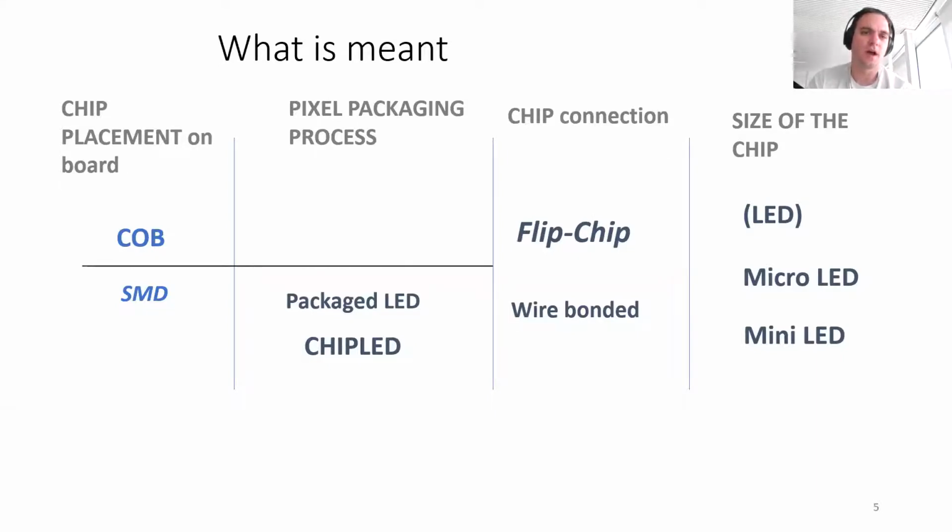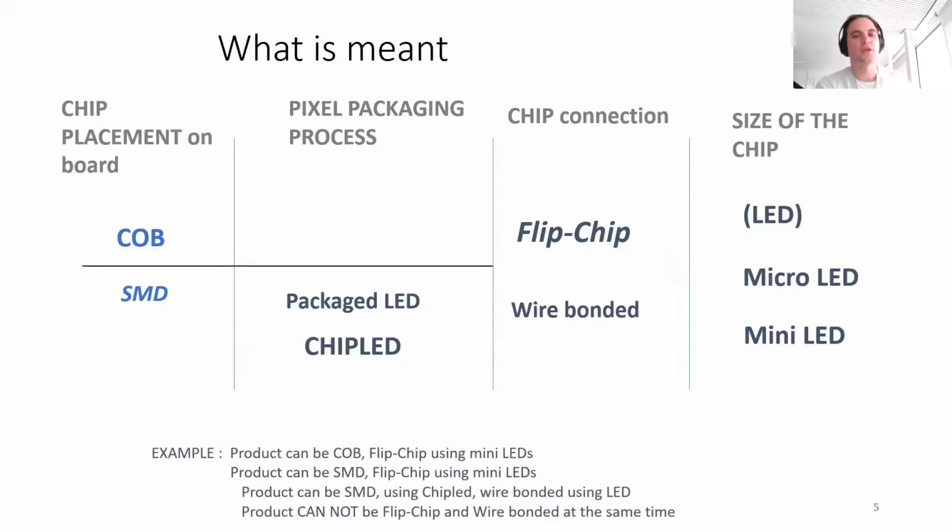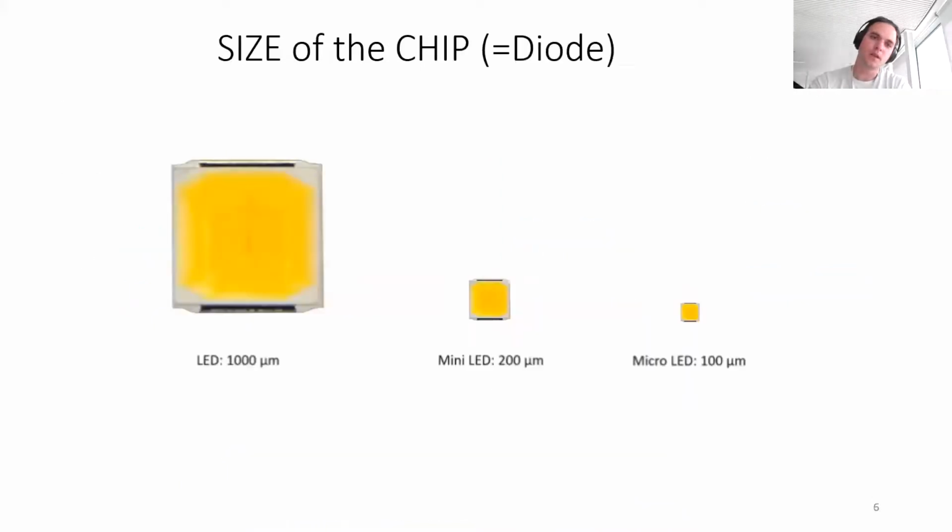So first of all, by the way, a couple of examples. A product can be a chip on board product using flip chip connections and using mini LEDs. A product can also be SMD, flip chip using mini LEDs. There are products like that in the market. And there are also SMDs using chip LED, using wire bonded LEDs. Another example of something that cannot happen is that you cannot have a flip chip and a wire bonded at the same time, because they are both referring to the chip connection. A little bit of explanation then.